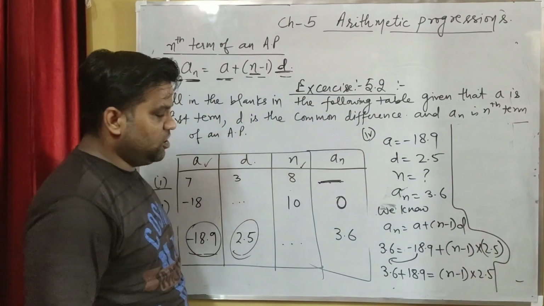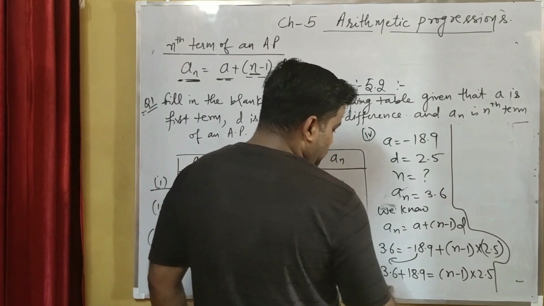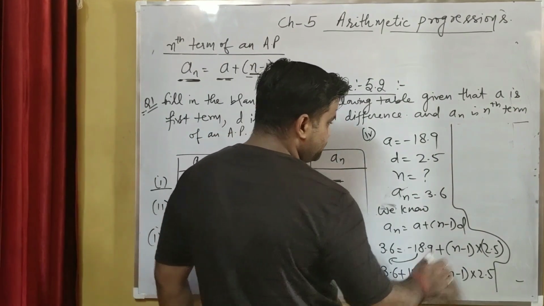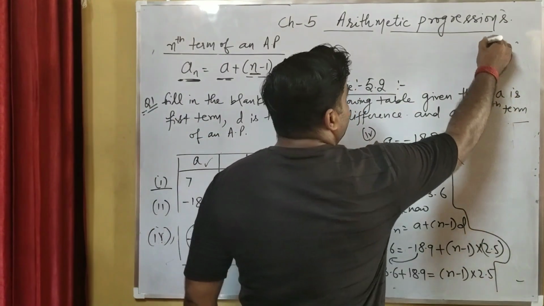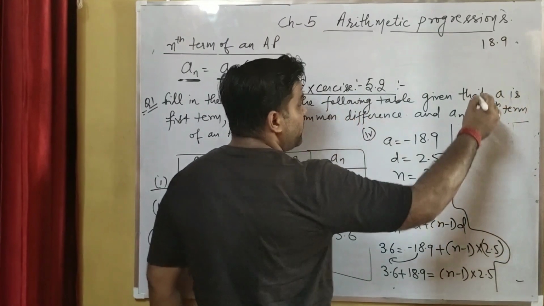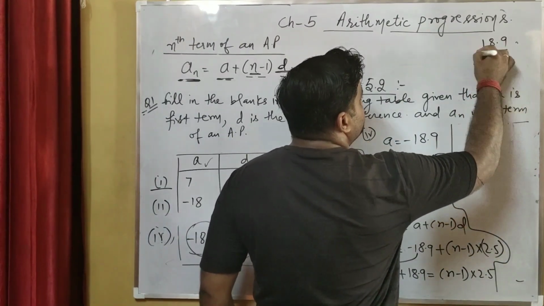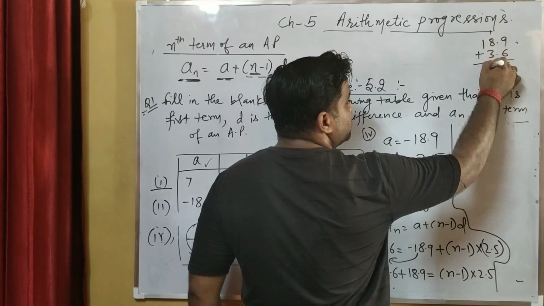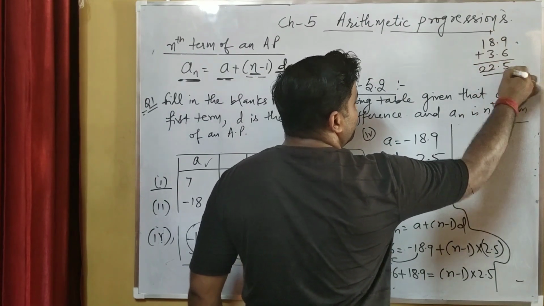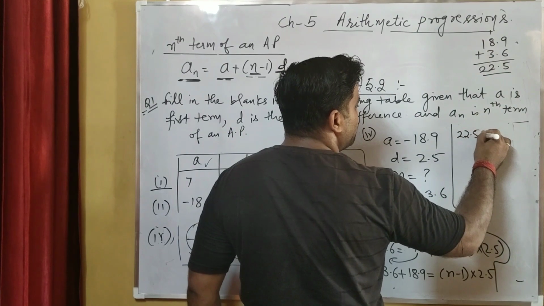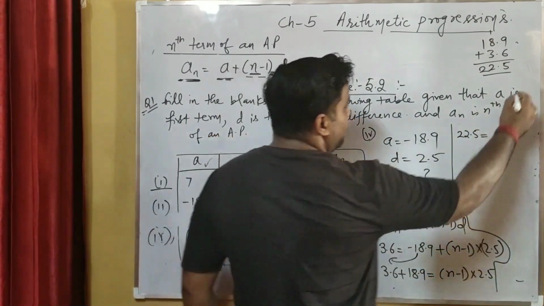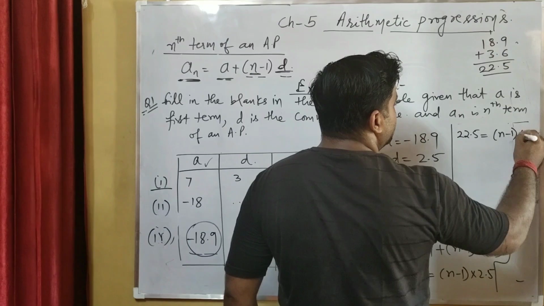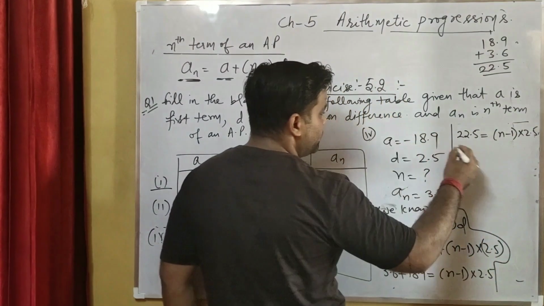Let us try to solve it. So here on solving it we get 18.9. If you have a confusion, you can add 5, 1, 8 or 3, 11, then 12, and this is 22.5. So we write on solving, 22.5 equals, here we are left with n minus 1 into 2.5.